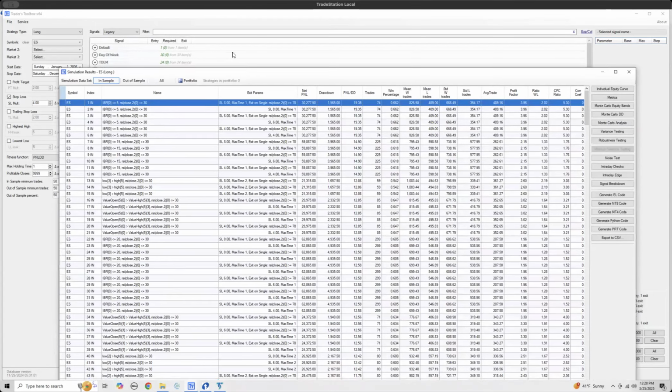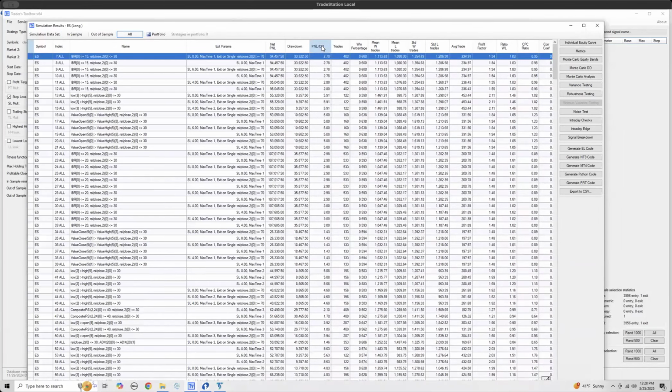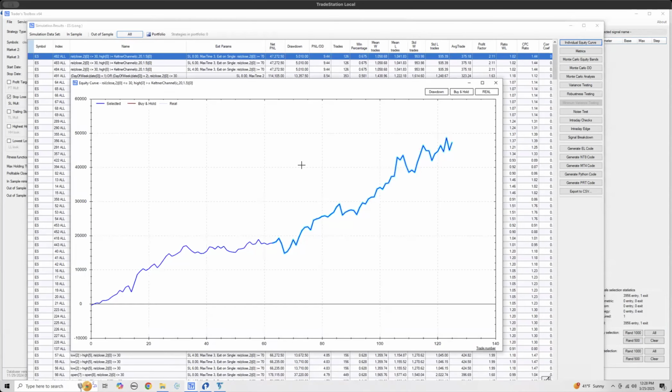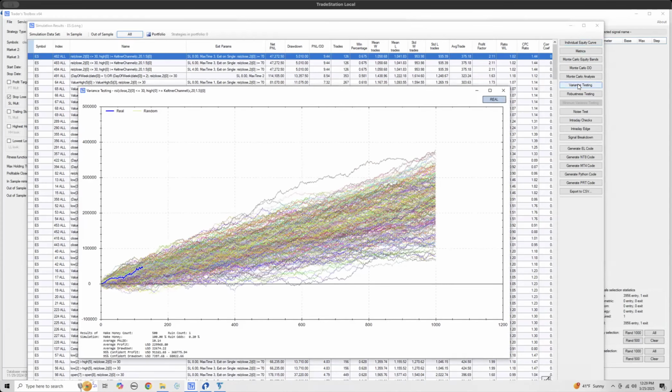Go to all. Let me bring this up so everyone can see. Go to drawdown, organize by drawdown. Again, our Keltner channel came up to the top, and we can see the equity curve is a bit smoother. Again, I'm not going to go into what I would do for validating, but let's say I wanted to trade this one. Well, in TradeStation, in Build Alpha, there is a variance test.